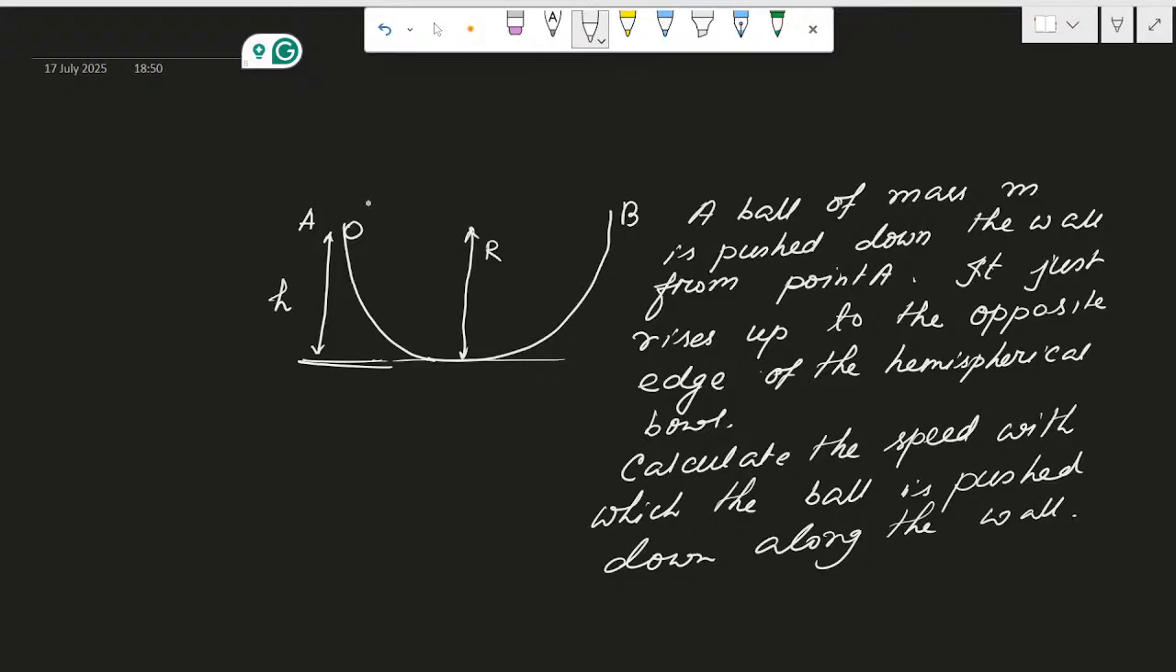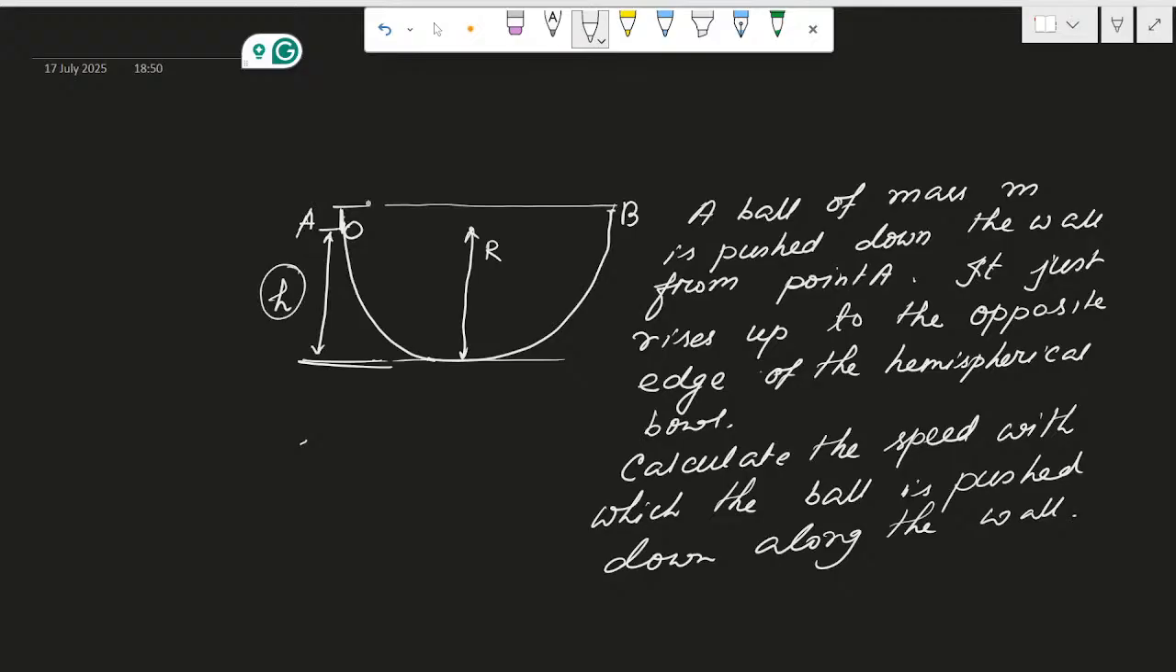Here maybe you have a problem with the question itself. You just see this simple thing: A is not the same height as B. So suppose this is the final height, which is the same height as B, but A is a little bit down, and the height of A is given as H.